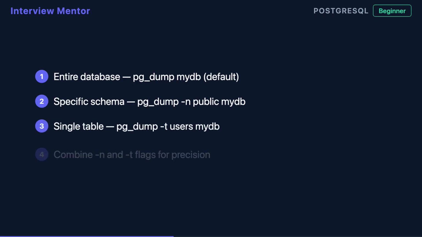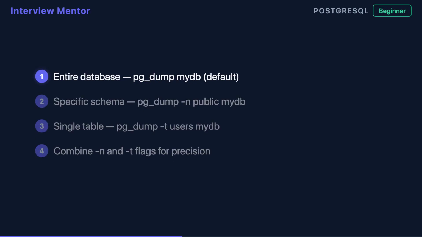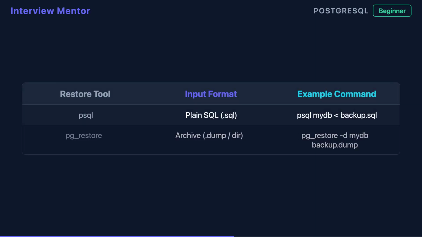pg_dump doesn't have to dump everything at once. The -n flag targets a specific schema and -t targets a single table. This granularity makes it ideal for partial migrations, archiving historical tables, or restoring just the piece of data you actually need. Once you have a dump file, restoring is simple. For plain SQL files, pipe them into psql. For archive formats, use pg_restore.